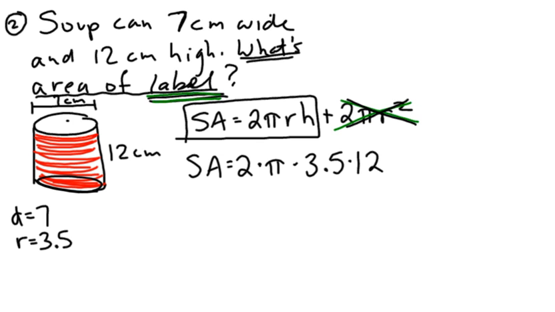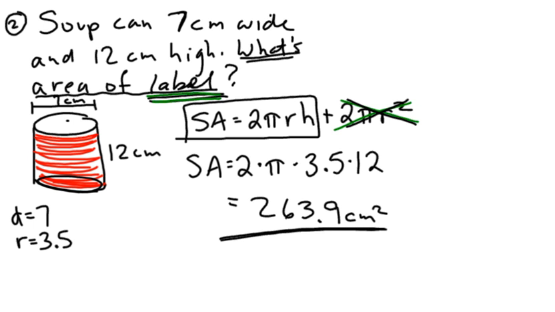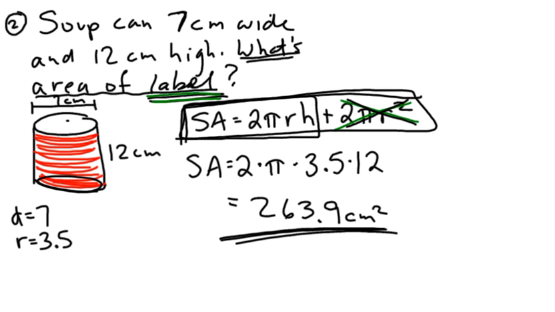And when we do that, the label would be 263.9 centimeters squared. So again, real life situations use surface area calculations, but not always all parts. We have to think a little bit as to what needs to be used.